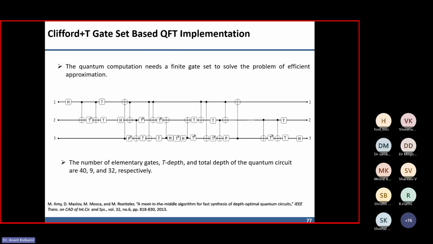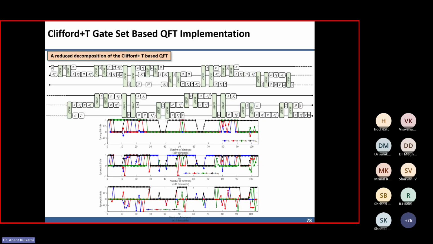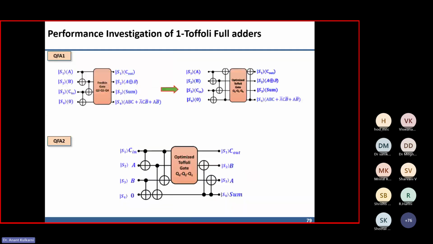The quantum computation needs a finite gate set to solve the problem of efficient approximation. The number of elementary gates, T depth and total depth of the quantum circuit are 49 and 32. It was nicely presented in a meet in the middle algorithm for fast synthesis of depth optimal quantum circuits. It was presented in the year 2013. The Clifford plus T gate set based, one more kind of implementation. You could go through it. Reduced decomposition of the Clifford plus T based qubit.